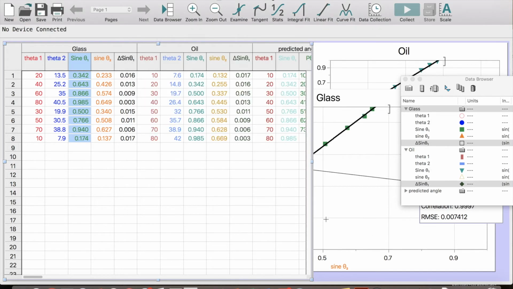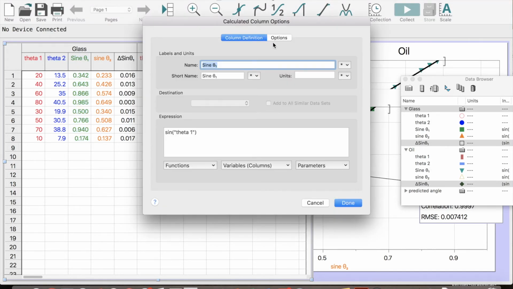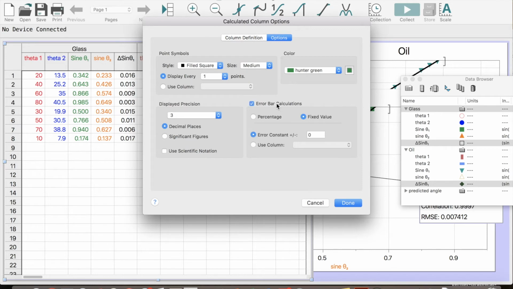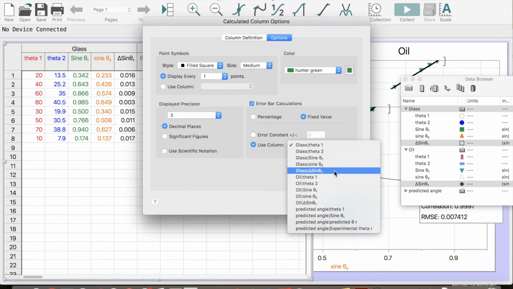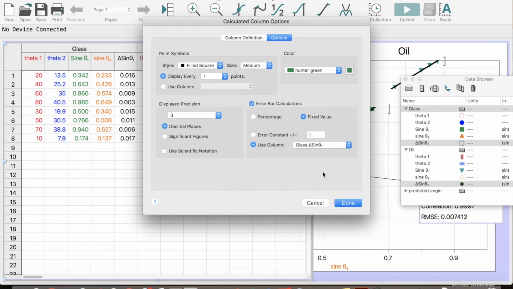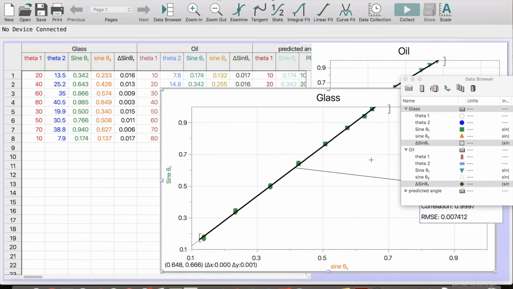So to do that, double click where it says sine theta 1, go to options, and say for error bar calculations, we want to use the column the uncertainty in sine theta 1. And when we do that, we should see error bars pop up. You can see them just barely.